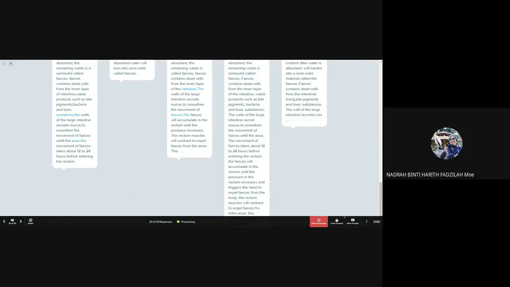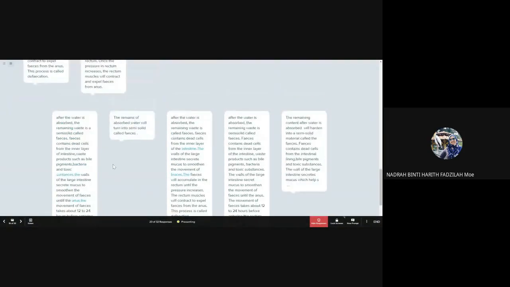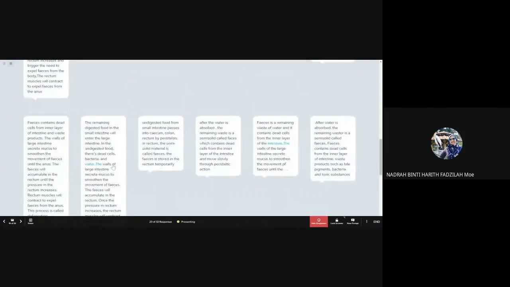Okay. So, kalau untuk cerita pasal feces tu kumpul dekat rectum, lepas tu anus akan, the wall of rectum will contract and expel the feces, itu bukan formation of feces. Itu adalah proses defecation. So, soalan dia tanya formation of feces saja.